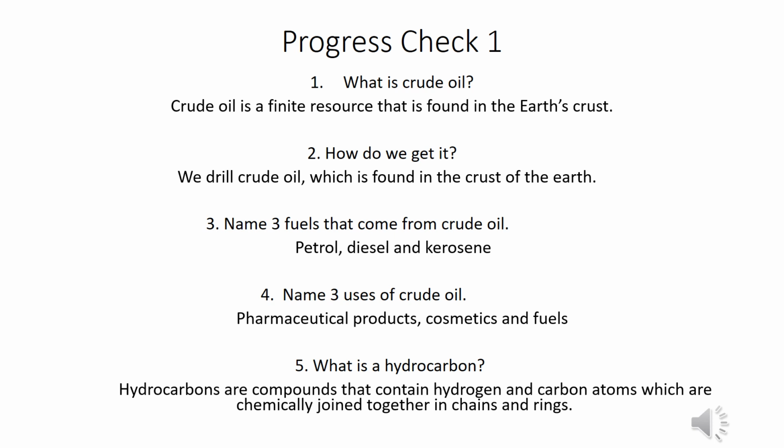Right, for question number 1, what is crude oil? Crude oil is a finite resource that is found in the earth's crust. Question number 2, how do we get it? We drill for crude oil, which is found in the crust of the earth. Question number 3, name 3 fuels that come from crude oil. That's going to be petrol, diesel, and kerosene. Name 3 uses of crude oil: pharmaceutical products, cosmetics, and fuels. And the last question, what is a hydrocarbon? Hydrocarbons are compounds that contain hydrogen and carbon atoms which are chemically joined together in chains and rings.